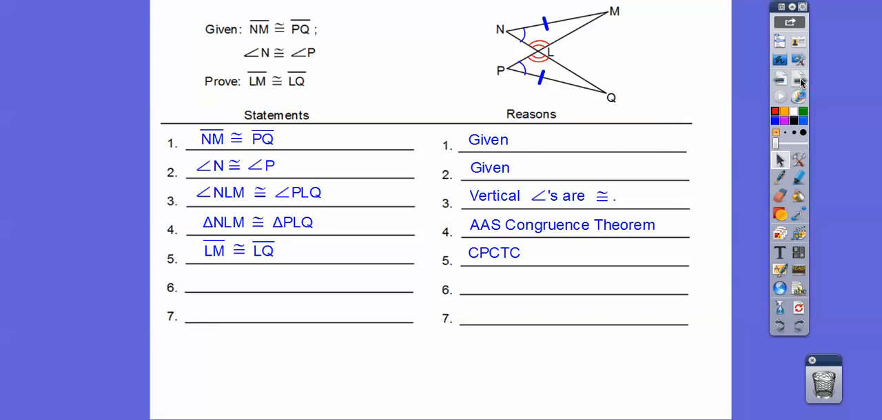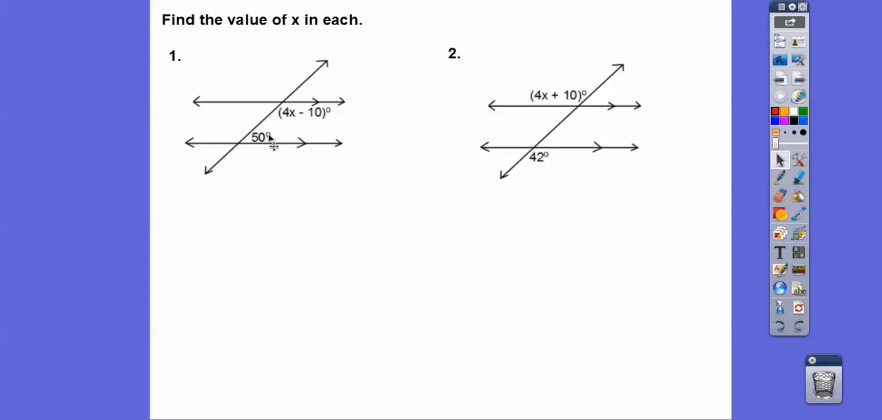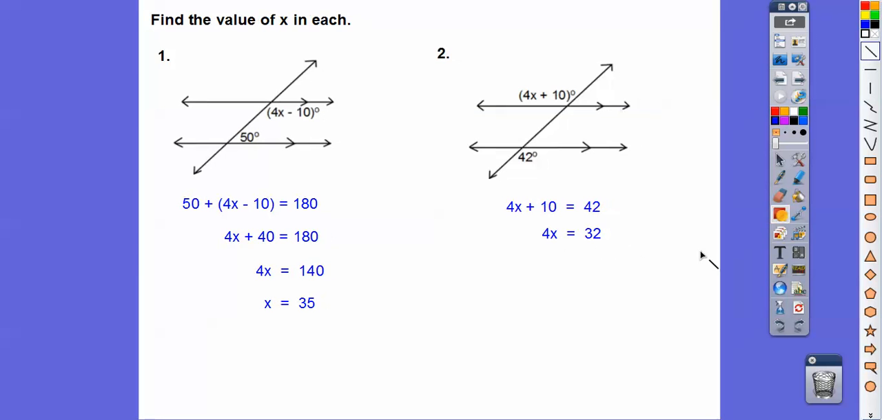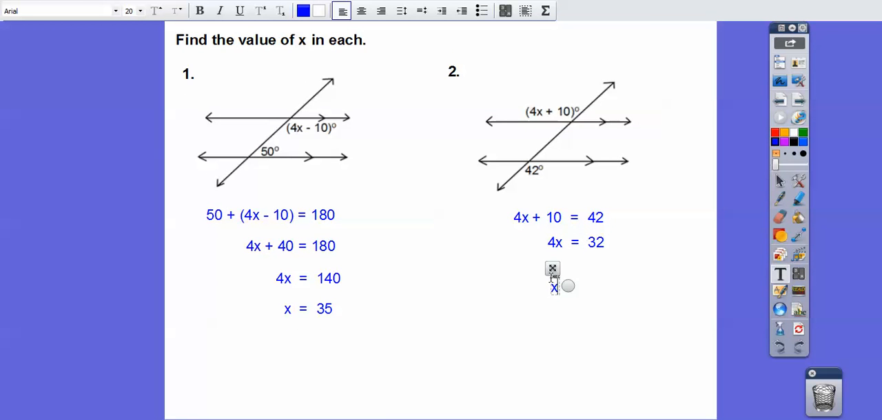That's what CPCTC is. All right, so let's find the values of x. These angles between these parallel lines are supplementary. These are congruent. When you have parallel lines, they're either congruent or supplementary. If one's an acute angle and one's an obtuse angle, then they're the supplementary ones. So add those up to be 180. Combining like terms, subtracting 40, and then dividing by 4, we get x equals 35. These are congruent, so set them equal to each other, subtract, divide. Whoops, I forgot to divide, so we get x equals 8 right there. Let me put that in there, sorry. X equals 8. That's our answer.